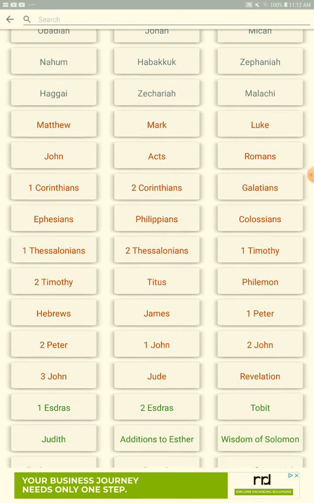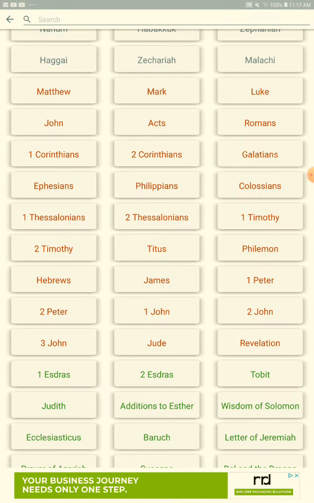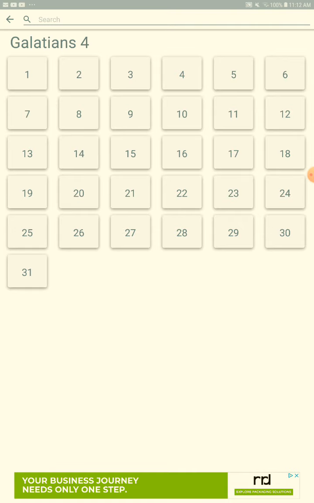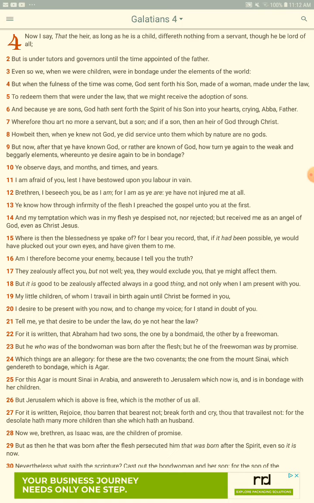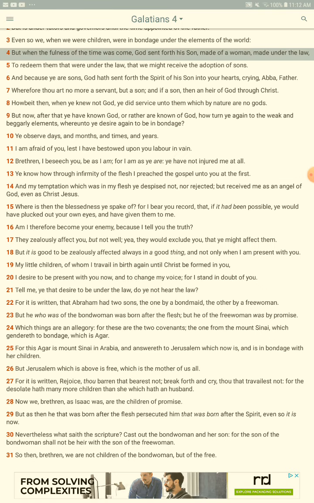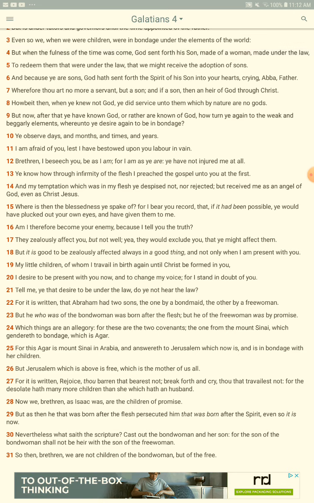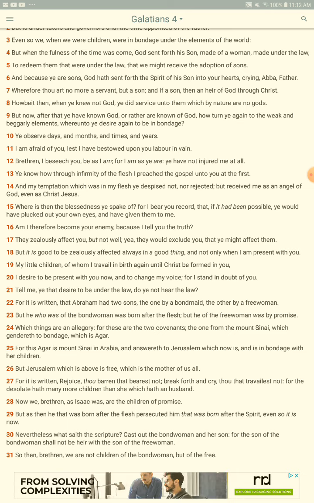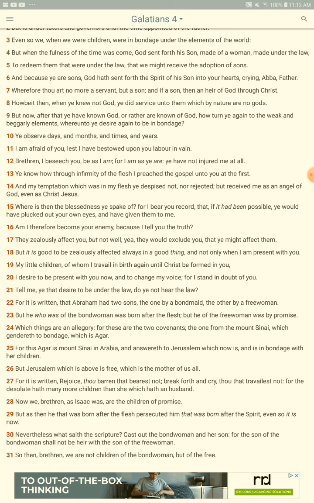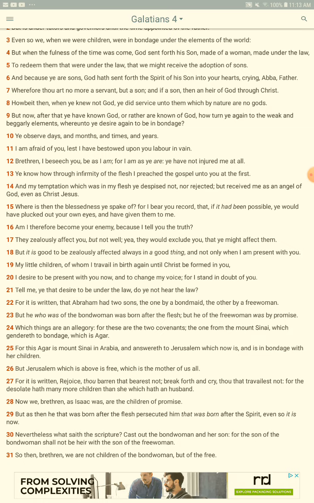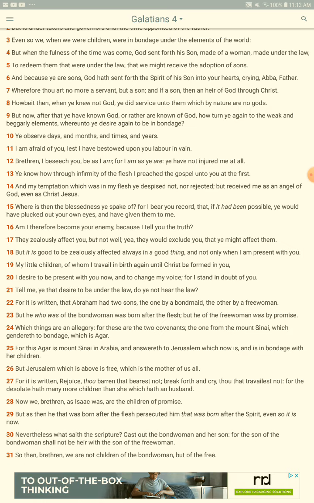Then we're going to go to Galatians 4:4. But when the fulfillment of time was come, Yahweh sent forth his son, made of a woman, made under the law. So that's telling you that his son was made of a woman and made under the law.